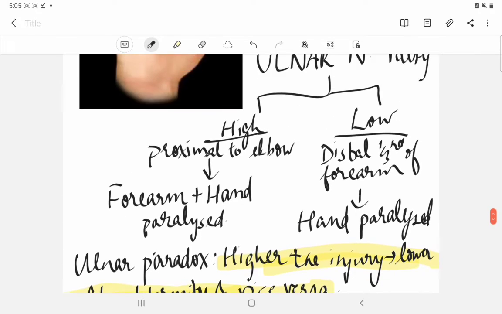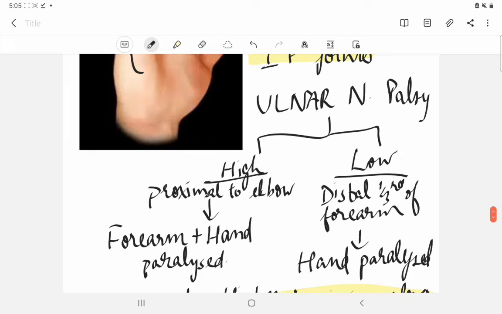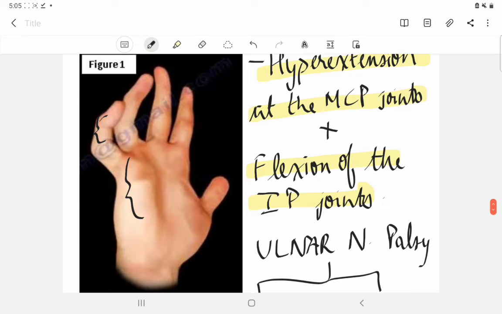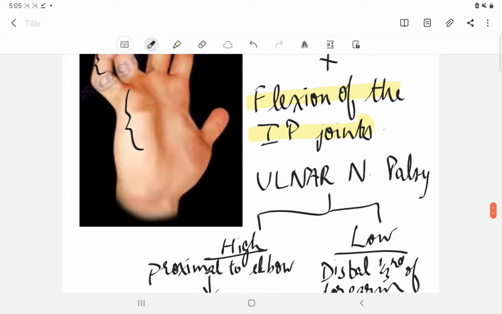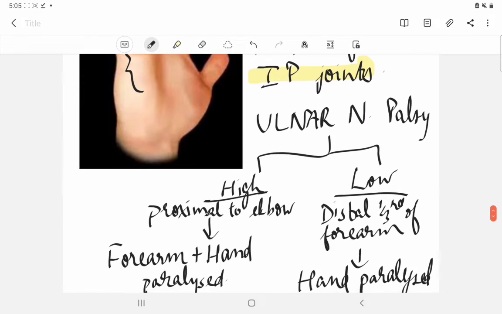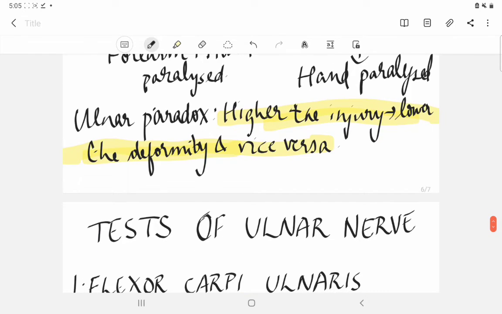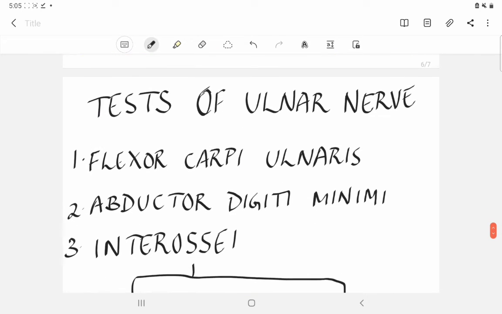Whereas when there is a lower injury, which occurs in the distal one third of the forearm, the hand is paralyzed and the flexor digitorum profundus is spared. Hence, like we said for the claw hand, since the flexor digitorum profundus is spared, there can be flexion of the interphalangeal joints, causing more clawing of the hand. So this is the ulnar paradox. Now we'll talk about the tests of the ulnar nerve.